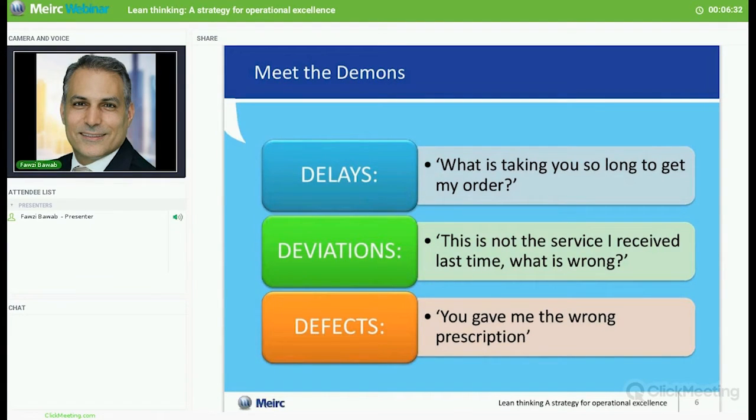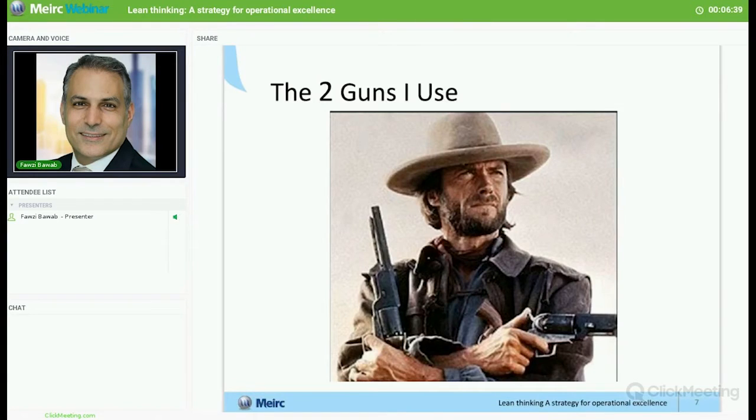But quality professionals usually will address multiple demons. And the two guns I continuously use in addressing demons are Lean and Six Sigma. So there is a benefit behind combining Lean and Six Sigma. Although in this webinar we will be focusing on Lean, I just wanted to draw your attention that we could be using another type of gun or initiative which we call Six Sigma. And I will be presenting a comparison between the two approaches at the end of the webinar.